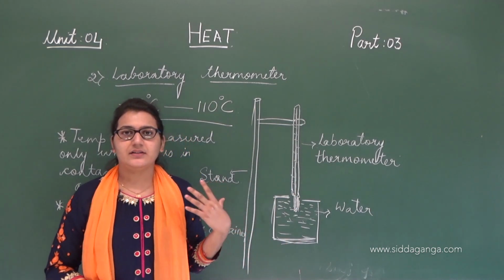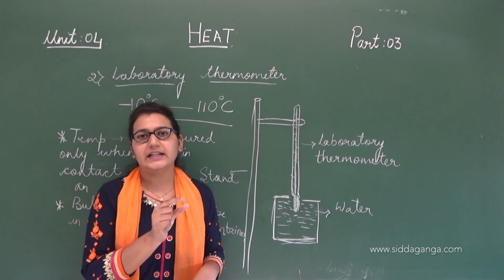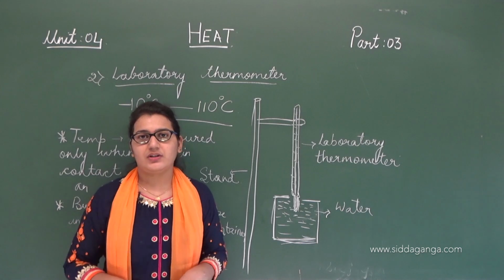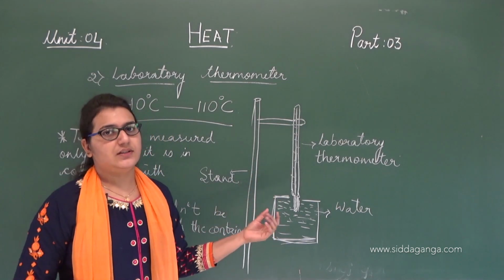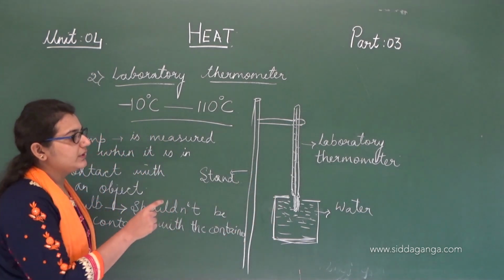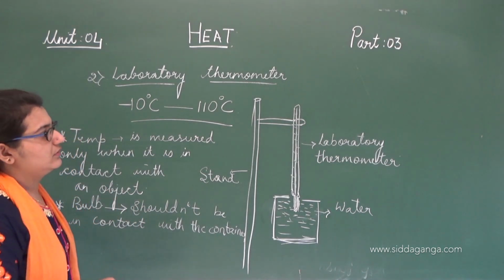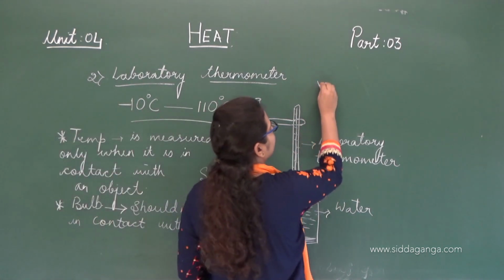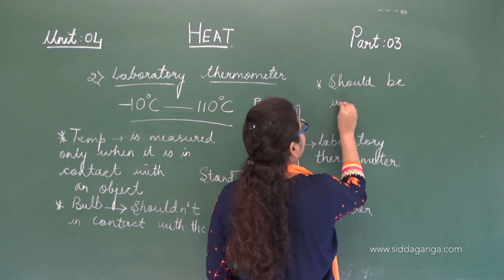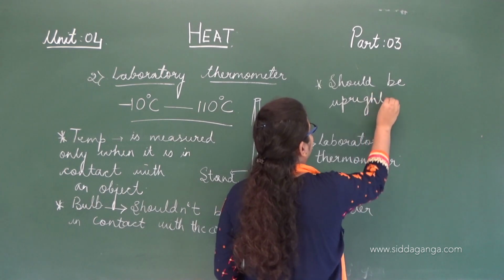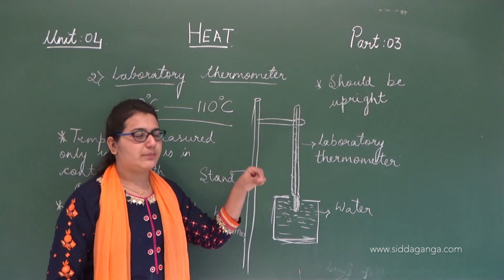How did we read the clinical thermometer? Seeing the short lines, how much degree difference is between the two short lines. So the reading remains the same. It's just that this laboratory thermometer should be kept straight. It should be upright. Okay, this is how it is used, upright or straight.